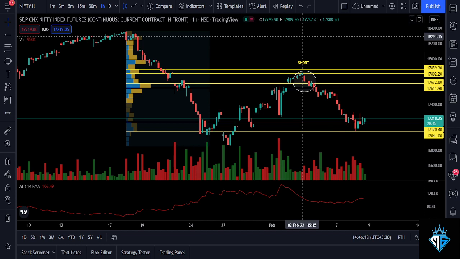Always maintain the stop loss while you are trading, and trade safely.